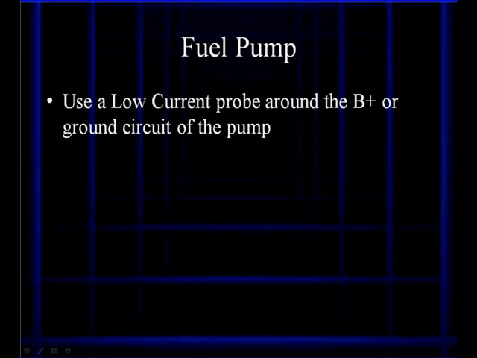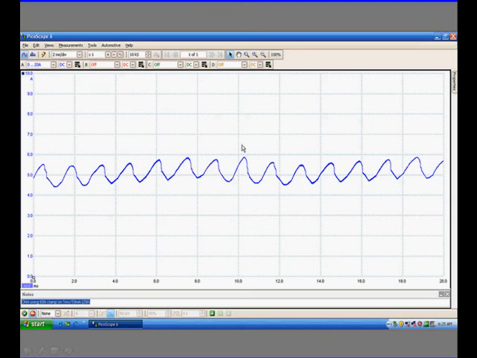Fuel pumps, use a low current probe around the B plus or the ground side of the pump. It's a simple circuit. Whatever amps are going to go in the pump is going to come out of it. And you get a signal like this. There's a lot of testing you can do with a fuel pump and a low current probe.